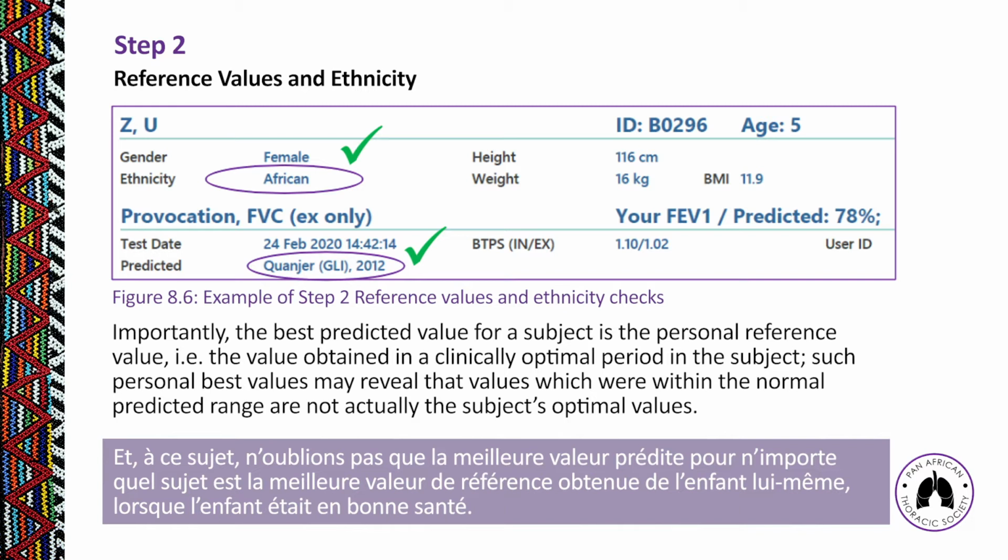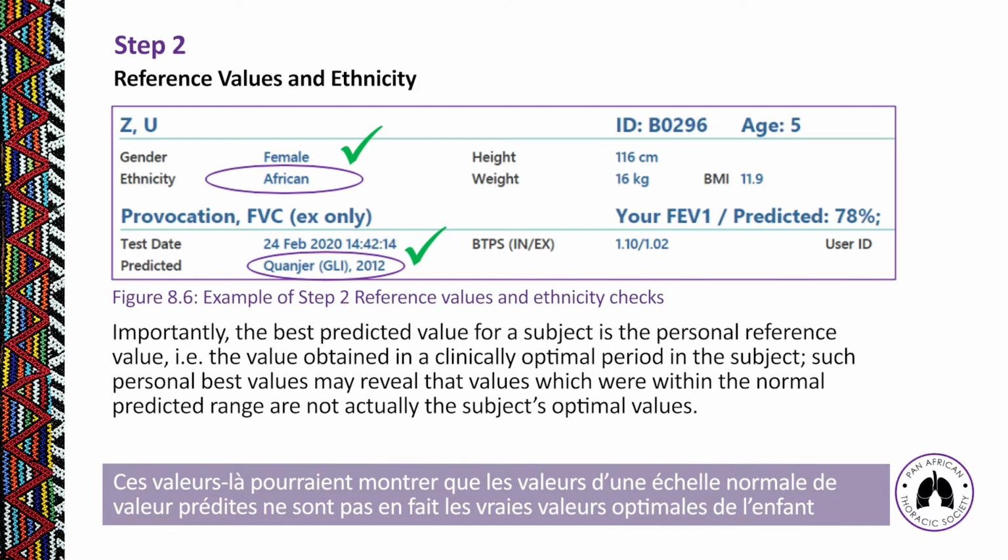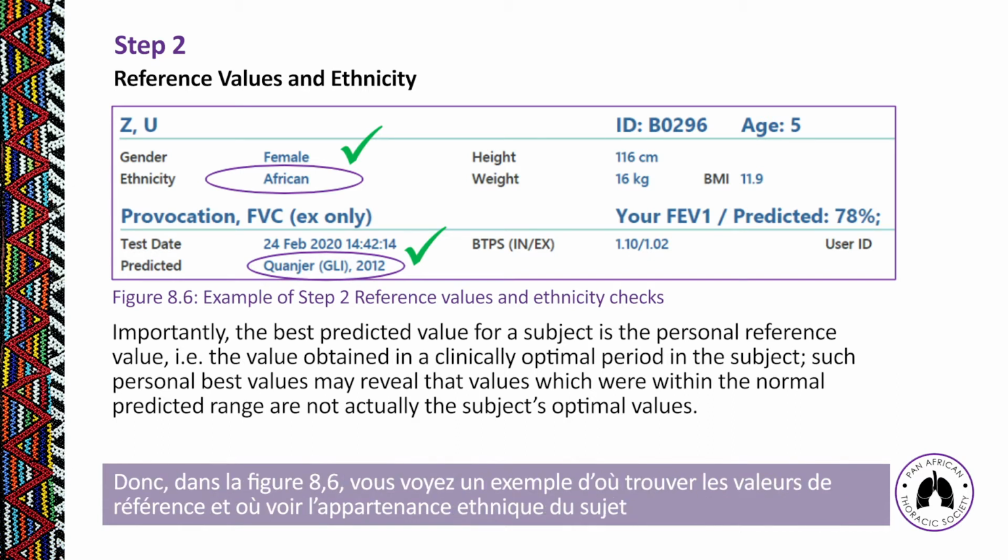So that is the value obtained at a time when the child is well. Such personal best values may reveal that values which were within the normal predicted range are not actually the child's optimal values. See figure 2 to see what we're talking about here. So in figure 8.6, here you have an example of where you can find your reference value and where you can see the ethnicity of the patient.